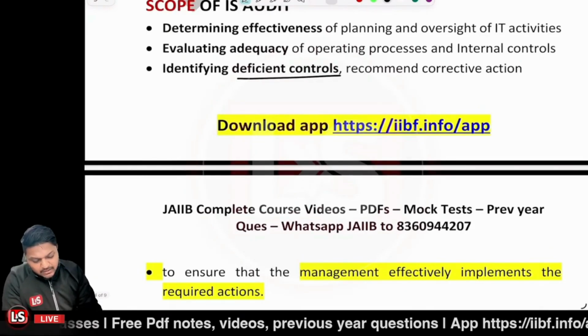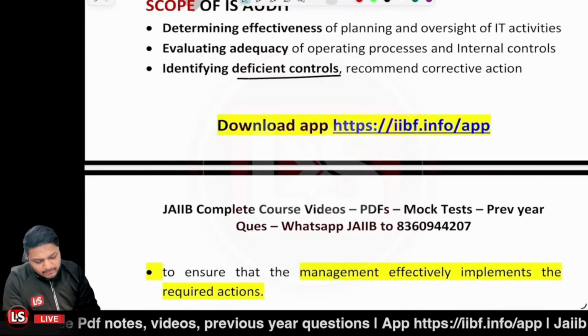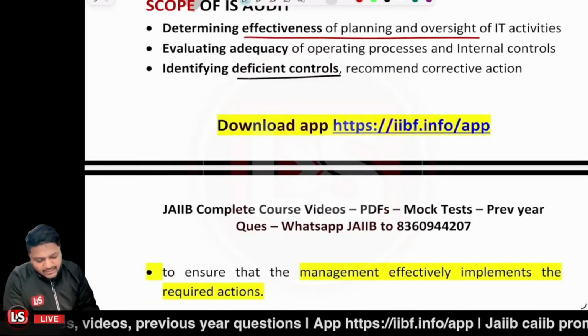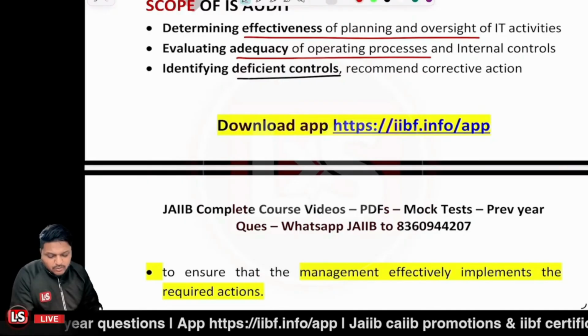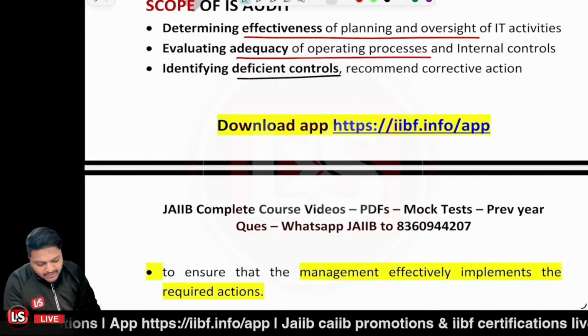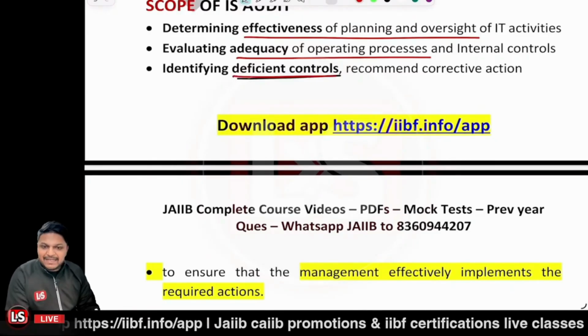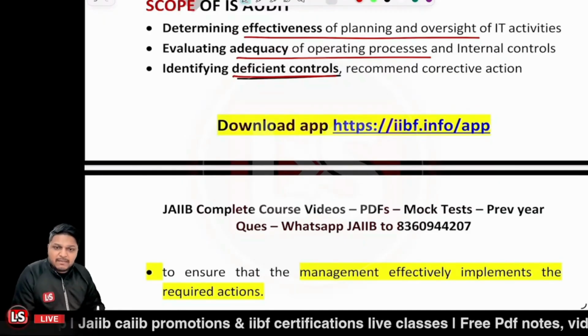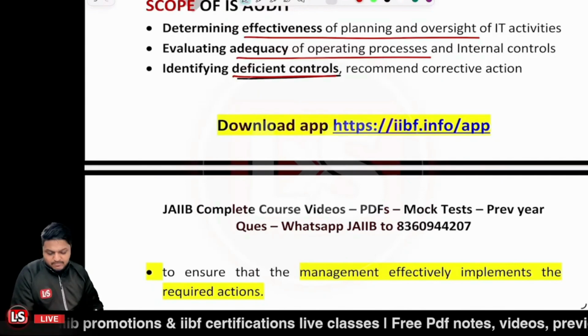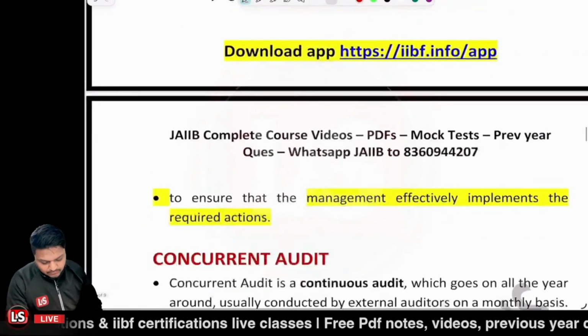First one, effectiveness of the planning and oversight. Second one, adequacy of the operating processes or internal controls. Third one, if there are any deficient controls, what are the corrective actions for the same? And also to ensure the management is effectively implementing those required actions, right? That is to be done.